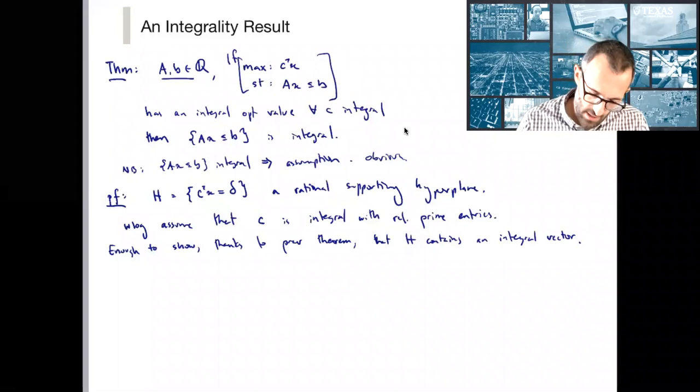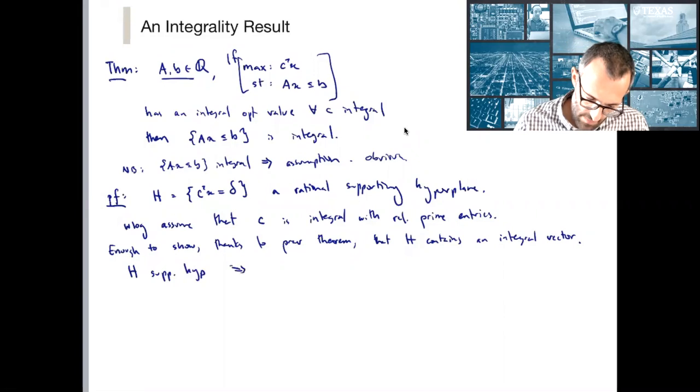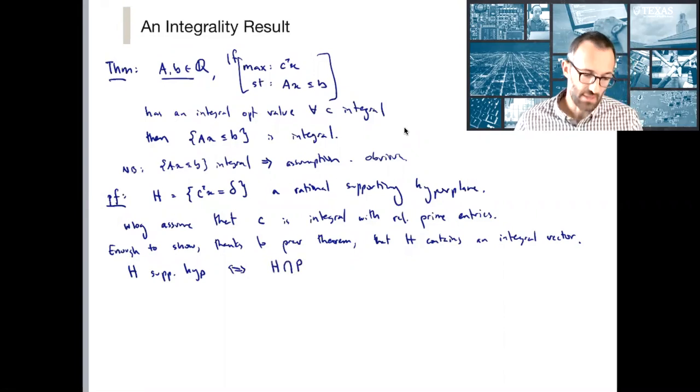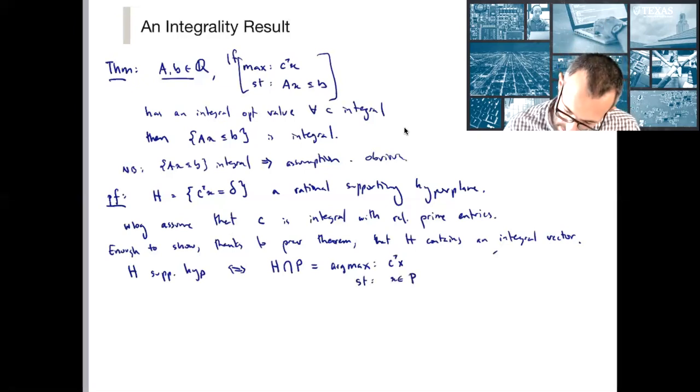So again, what does it mean if H is supporting? If it's a supporting hyperplane, that is equivalent to writing that H intersect P is all of the maximizing vectors of C transpose X subject to X in P. And you can see the picture here.